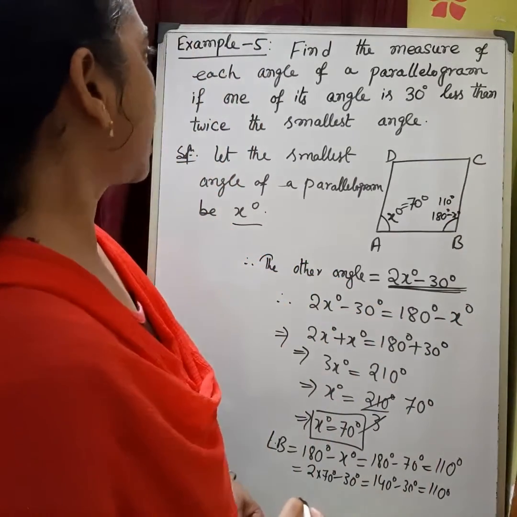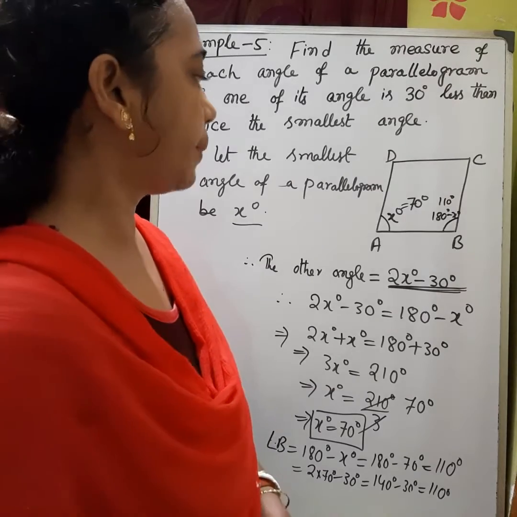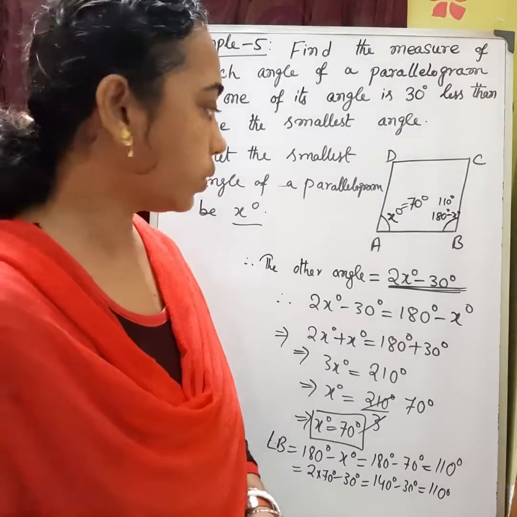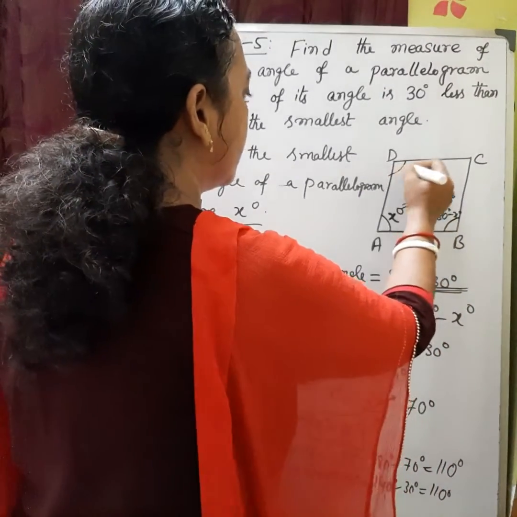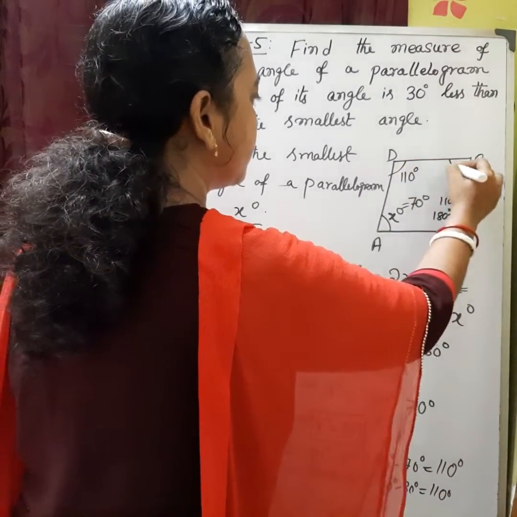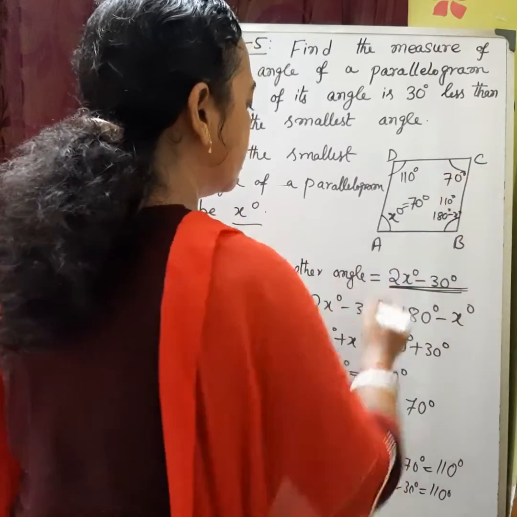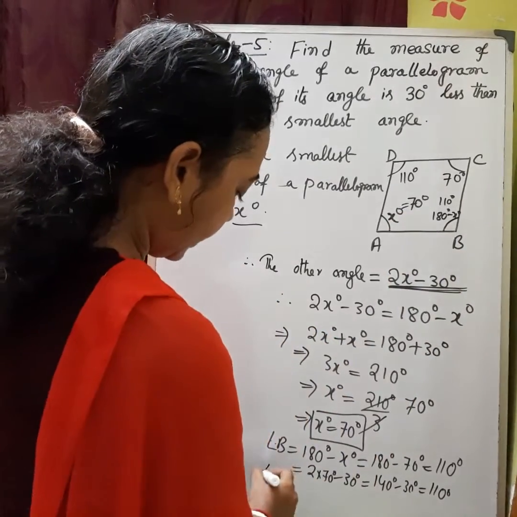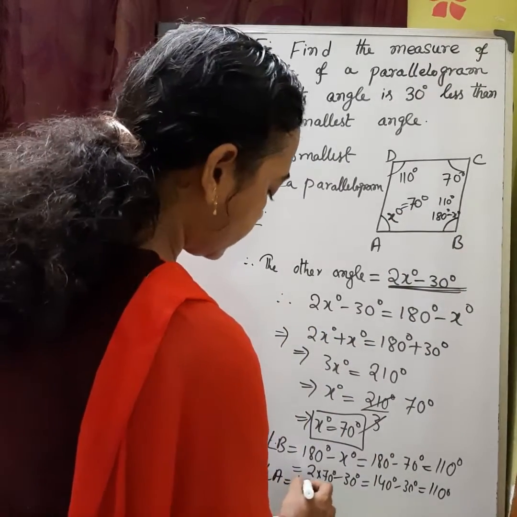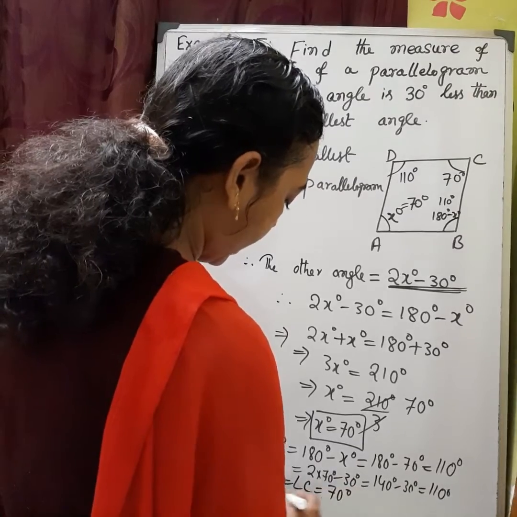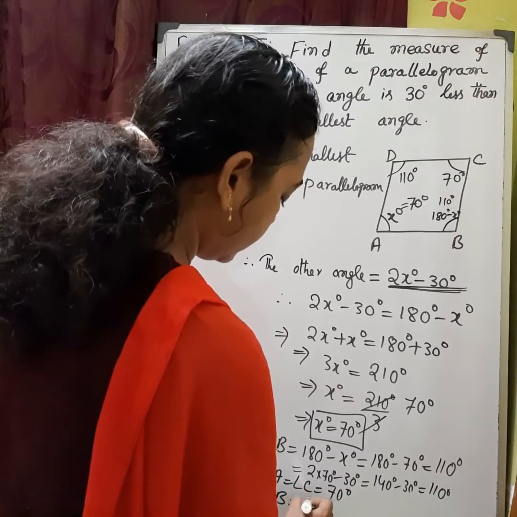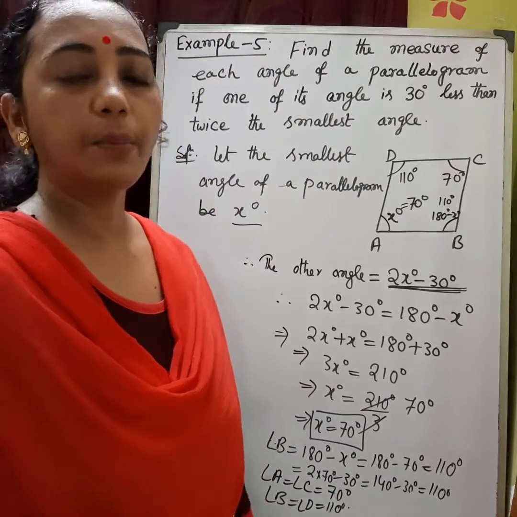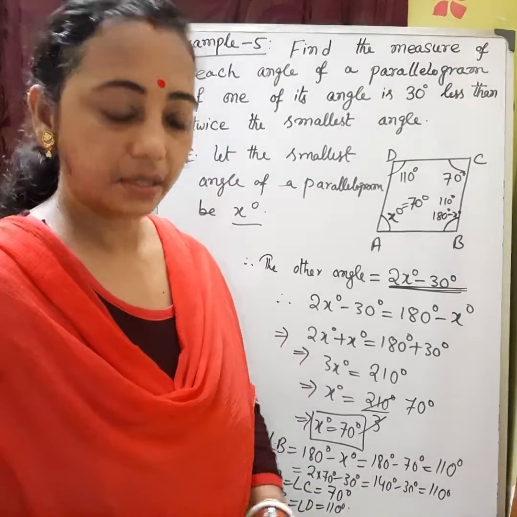In this question it is asked to find the measure of each angle of a parallelogram. Also we know that opposite angles of a parallelogram are equal. So here angle D will be 110 degree and angle C will be 70 degree. Therefore from this figure we can write angle A is equal to angle C is equal to 70 degree and angle B is equal to angle D is equal to 110 degree, because in a parallelogram opposite angles are equal.